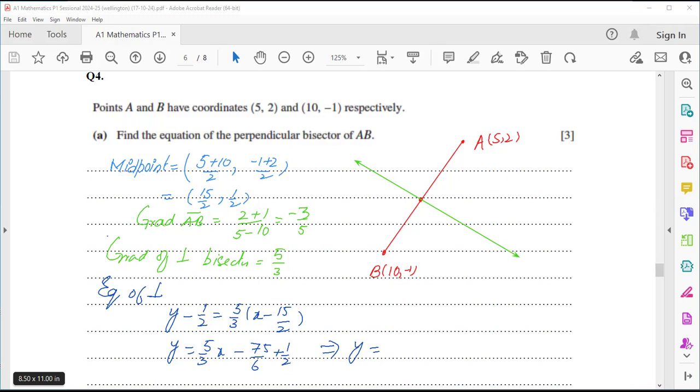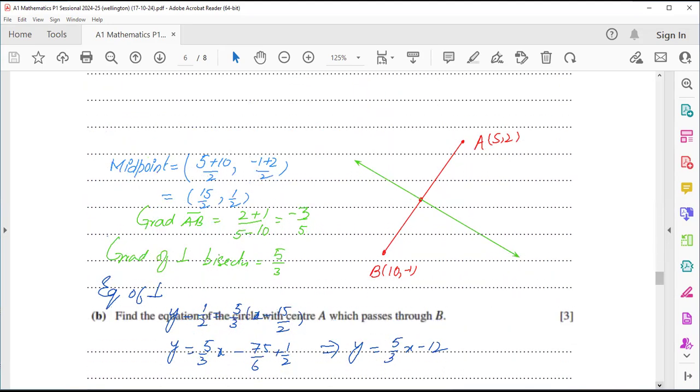Then we have a plus sign, and this one we have 1/2. Again, you have to write the fraction, 1 over 2. And what's the answer of this one? If I'm not wrong, the answer is −12. So y is equal to 5/3 x − 12. Okay, up to now we have this one. You have to remember this equation: y = 5/3 x − 12.